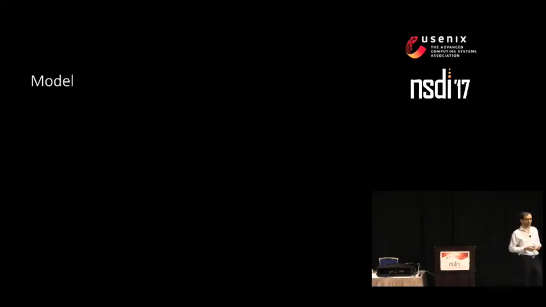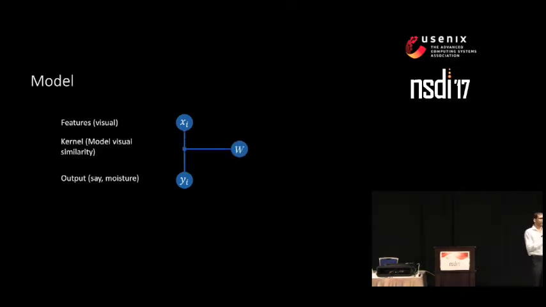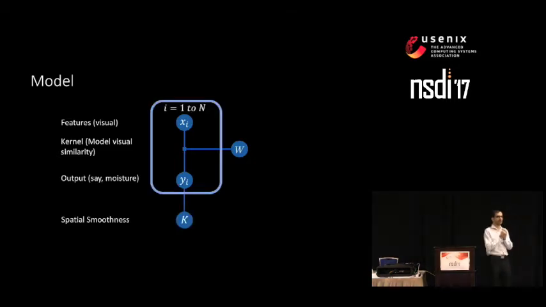To see how we do that mathematically, we use this machine learning tool called Gaussian processes. The nice thing about this tool is that you can use a really small number of sensors, less than 50, and you would still be able to get accurate measurements. To model these insights, first we model the features as this variable xi. These are the visual features for each location of the field. And the output that we want to get is the sensor value, say moisture. We know some of these yi's. We don't know a lot of these yi's because we have a sparse sensor deployment. To model visual similarity, we have this kernel W. And for spatial smoothness, we model this kernel K. So we have modeled both of our insights into this model.